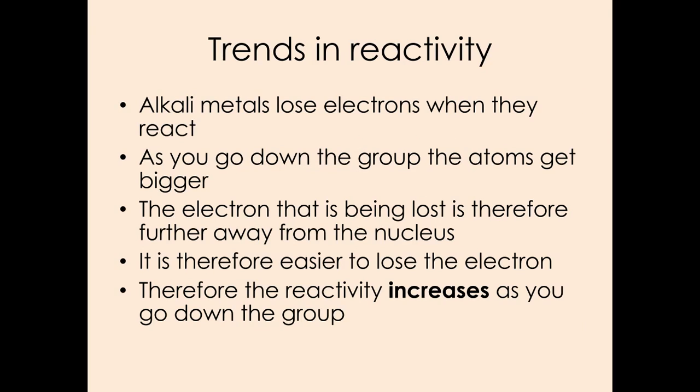So we need to be able to explain this trend in reactivity as well as describing it. They get more reactive as you go down the group. We need to be able to explain why. We know that when metals react, they lose electrons, so that they've got a full outer shell. Alkali metals are in group 1, so they're all going to lose 1 electron from their outer shell when they react. As you go down any group, the atom gets bigger, you've got more electrons, having more shells as you go down.